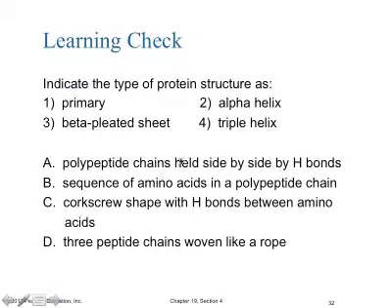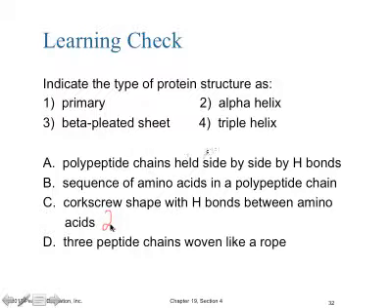Right, so indicate the type of protein structure as either primary, alpha helix, beta sheets, or triple helix for each of these. So, polypeptide chains held side by side, hydrogen bonds. Let's go through them and see if we can do some elimination. Corkscrew shape with hydrogen bonds. I think that pretty much tells us that we are talking about an alpha helix. All right, so alpha helix is C. So let's put a 2 there.